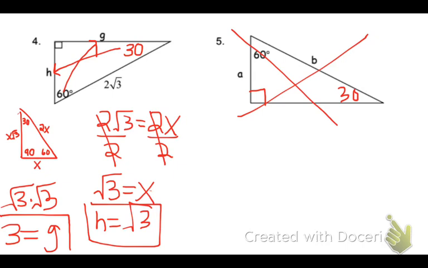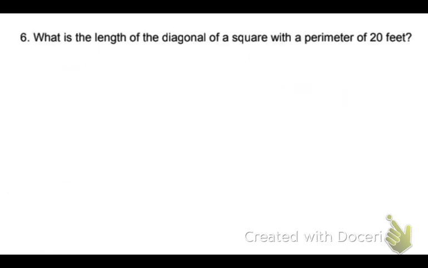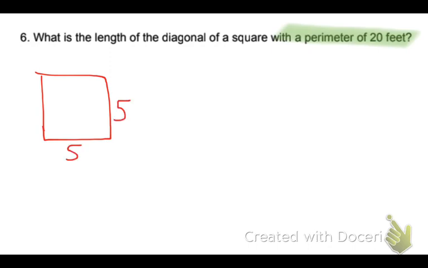number 6. So what is the length of a diagonal of a square with a perimeter of 20 feet? So it's a short sentence and a short question, but it has a lot of information in it that we have to use to work backwards. So we're looking for the diagonal of a square, and that square has a perimeter of 20 feet. So if a square has a perimeter of 20 feet, well, all sides in a square are equal, and there's 4 sides. So dividing that 20 up by 4 evenly, so 20 divided by 4, we would get 5 for each side.